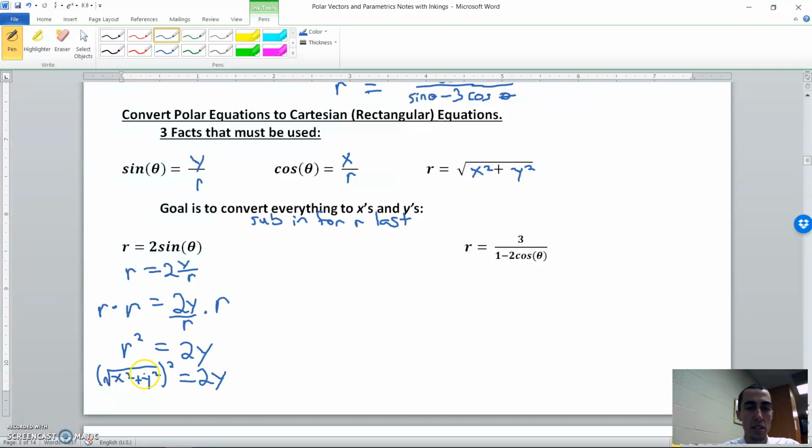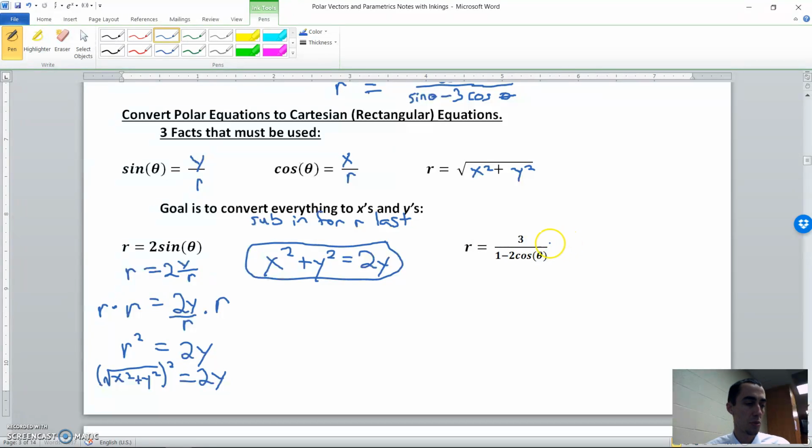Then the squared and the square root will undo each other, and we're going to have x squared plus y squared equals 2y. And we can leave it like this. I mentioned that sometimes it's helpful to get y by itself, but since we've got a y squared and a y, we're just going to leave it like this at this point. So this would be good enough. We've just got x's and y's. Next one.